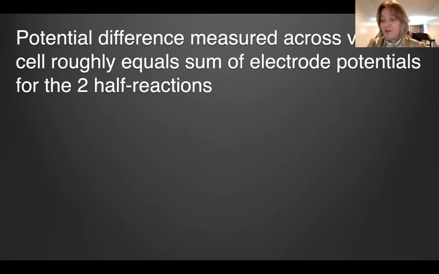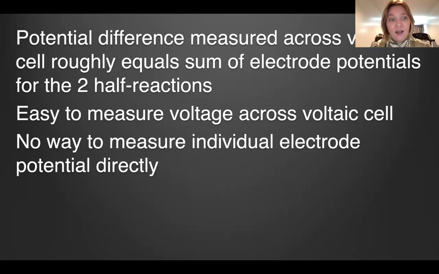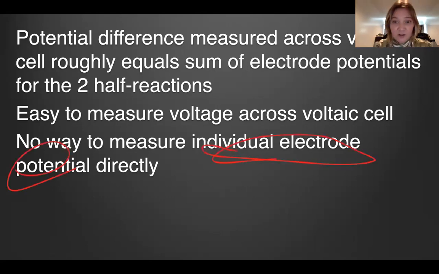The potential difference measured across a voltaic cell roughly equals the sum of electrode potentials for the two half reactions. So this is really quite a simple concept. It is easy to measure the voltage across the voltaic cell, but there's no way to measure individual electrode potential directly. Remember, individual electrode potential is the electrode potential of just one half cell. There's no way to measure that directly. The only way that we can measure anything directly is between the two half cells.